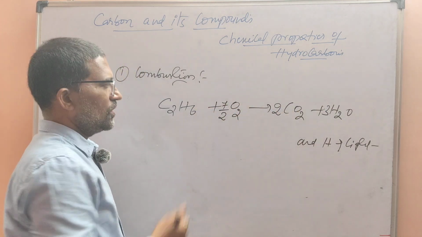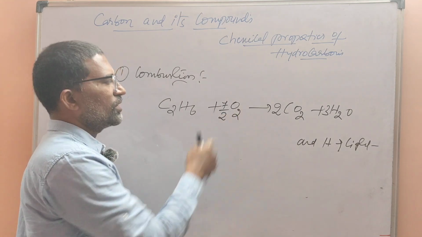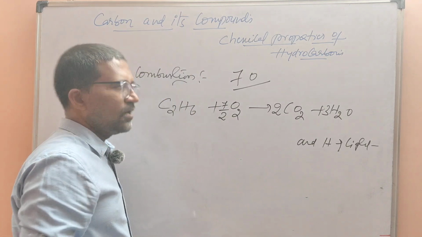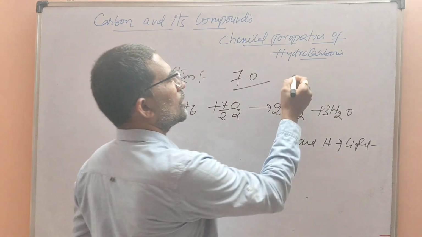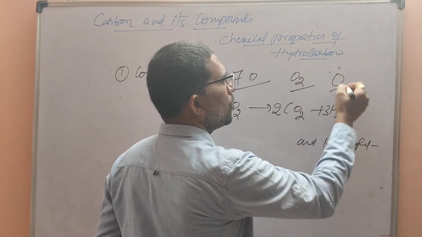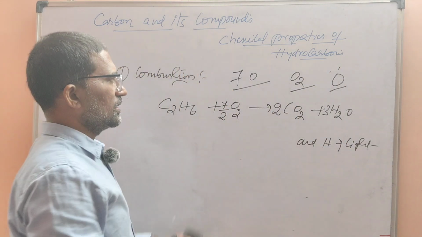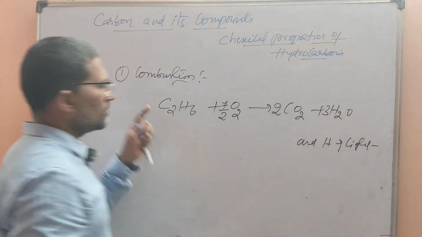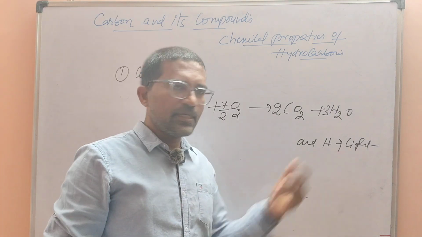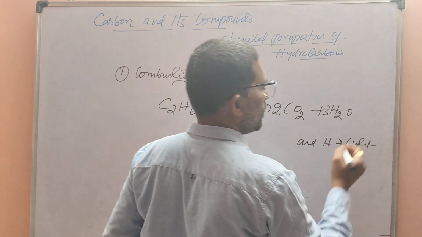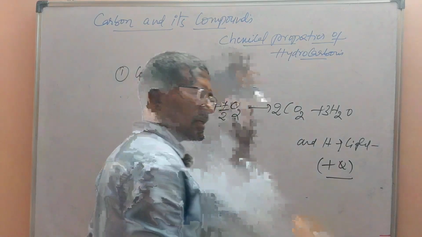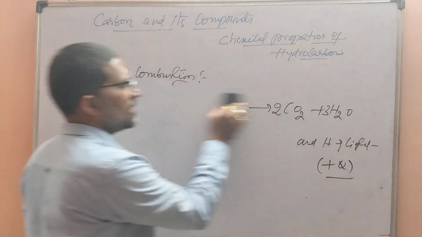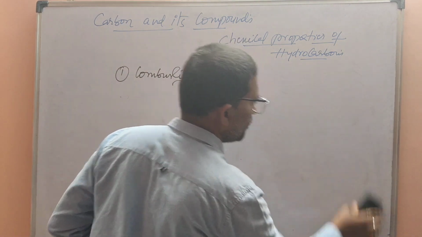Oxygens are totally balanced. We write 7 by 2 O2, because we can't write directly as 7O, because oxygen occurs in elemental form. Remember this. Oxygen occurs in elemental form, that is molecular form, in the form of O2, not in the form of O, nascent oxygen. We can't react like that. Are you understanding? It is also an exothermic reaction, because during combustion, heat energy is liberated. We can denote it symbolically as plus Q, because in an exothermic reaction heat is evolved. Are you understanding?